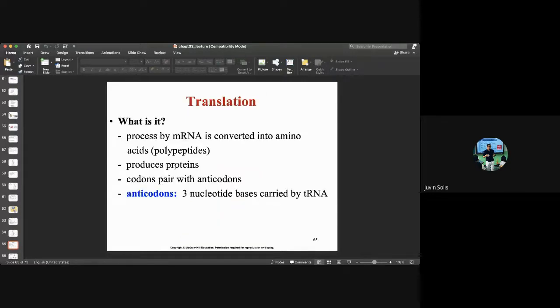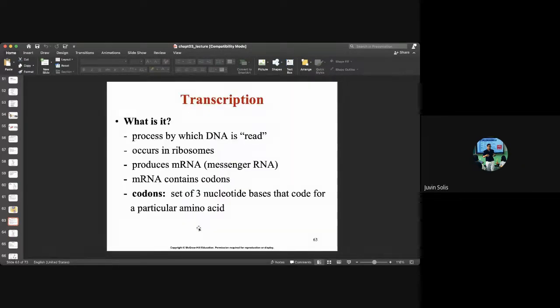While your translation is the process where messenger RNA is converted into amino acids, okay, and produces your proteins. So codons pair with anticodons. The anticodon is also three bases. That is carried by your tRNA. Your transcription is carried out by, or produces, mRNA.